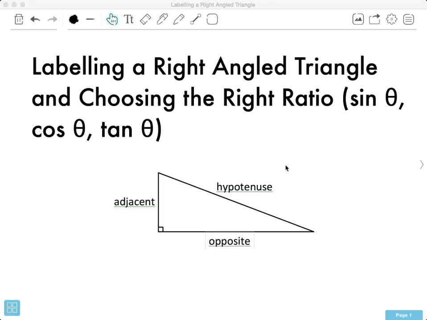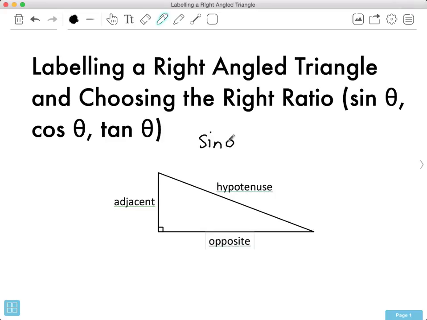We're going to be looking today at labeling a right angled triangle and then choosing the right ratio to work with once you've labeled the triangle. So we're going to be looking at how we get to the labels hypotenuse, adjacent, and opposite. And an assumption that's going to be made is that you have the formulas written down somewhere with you.